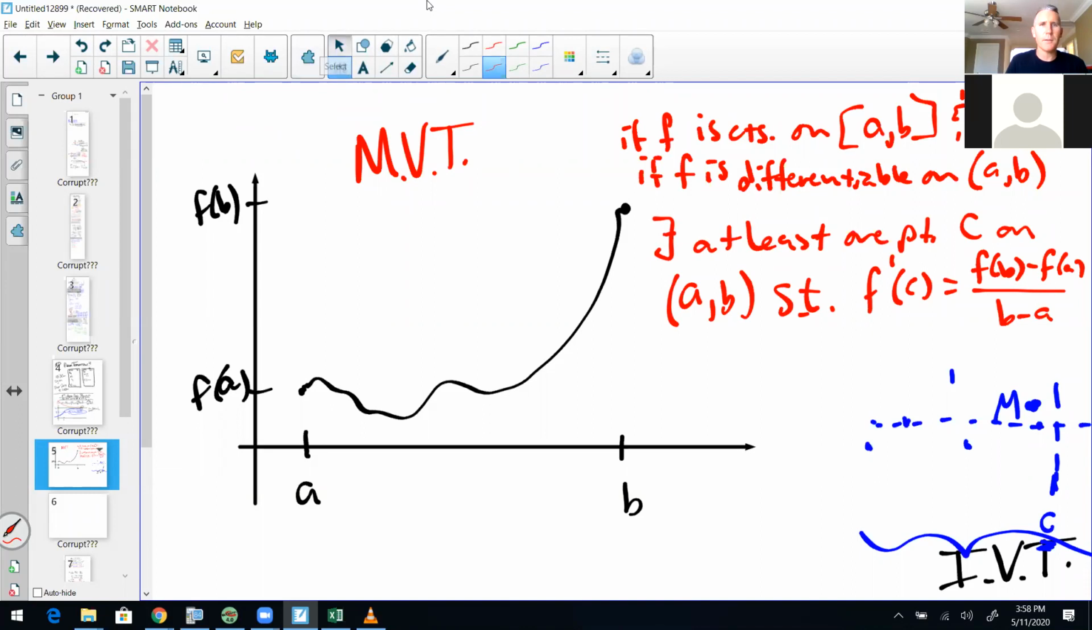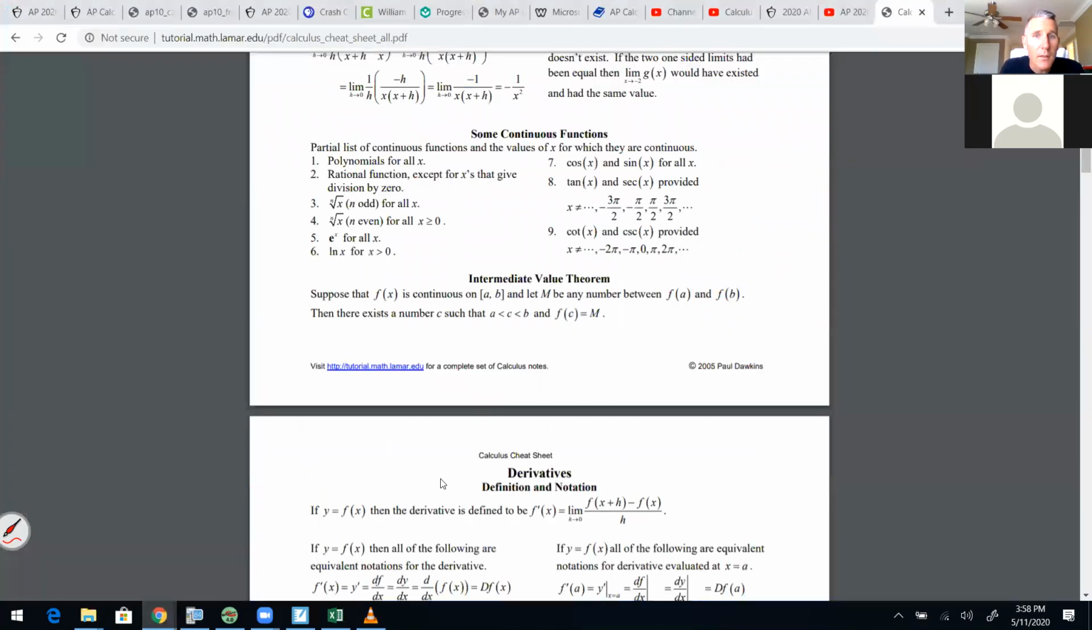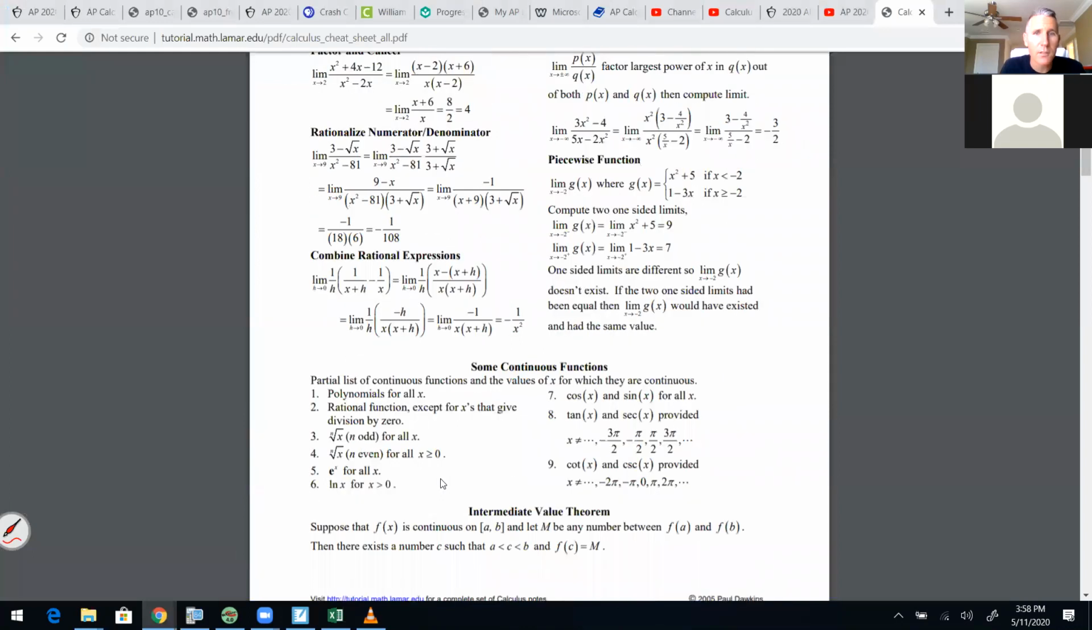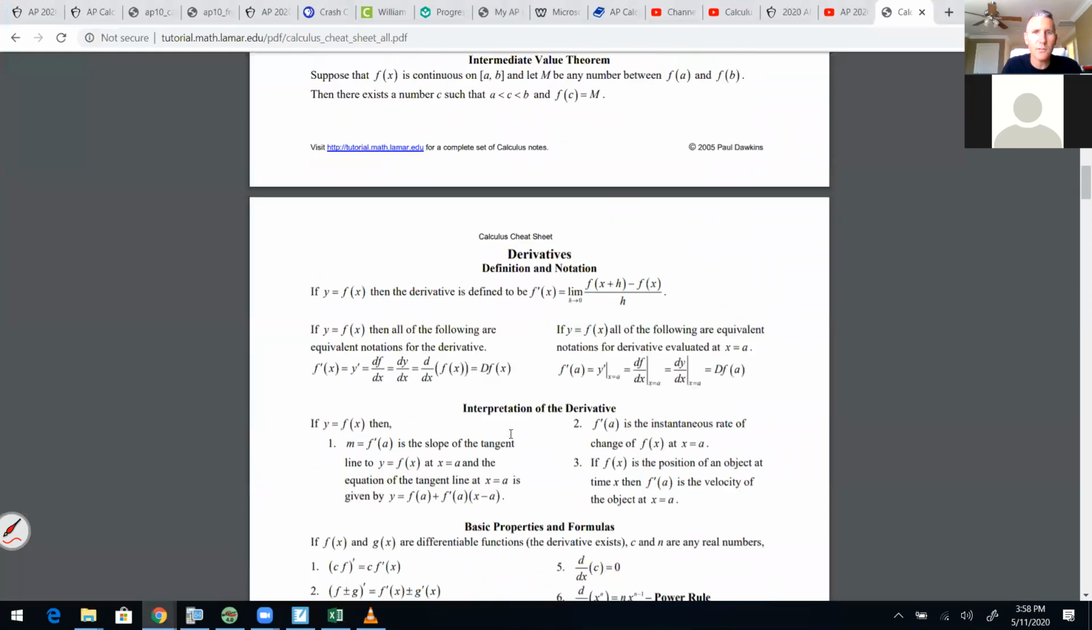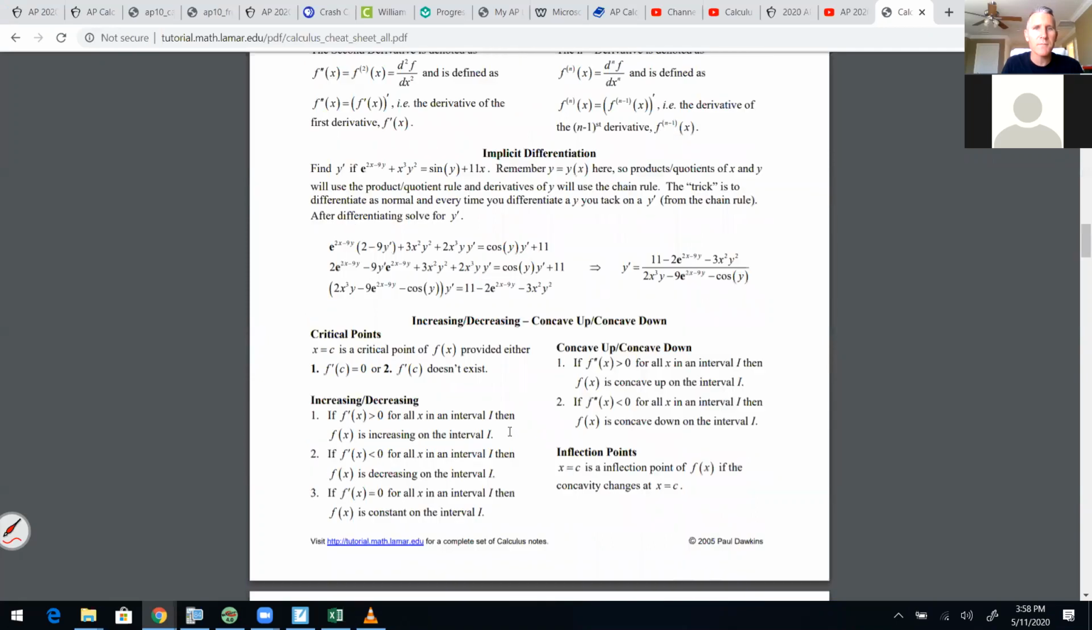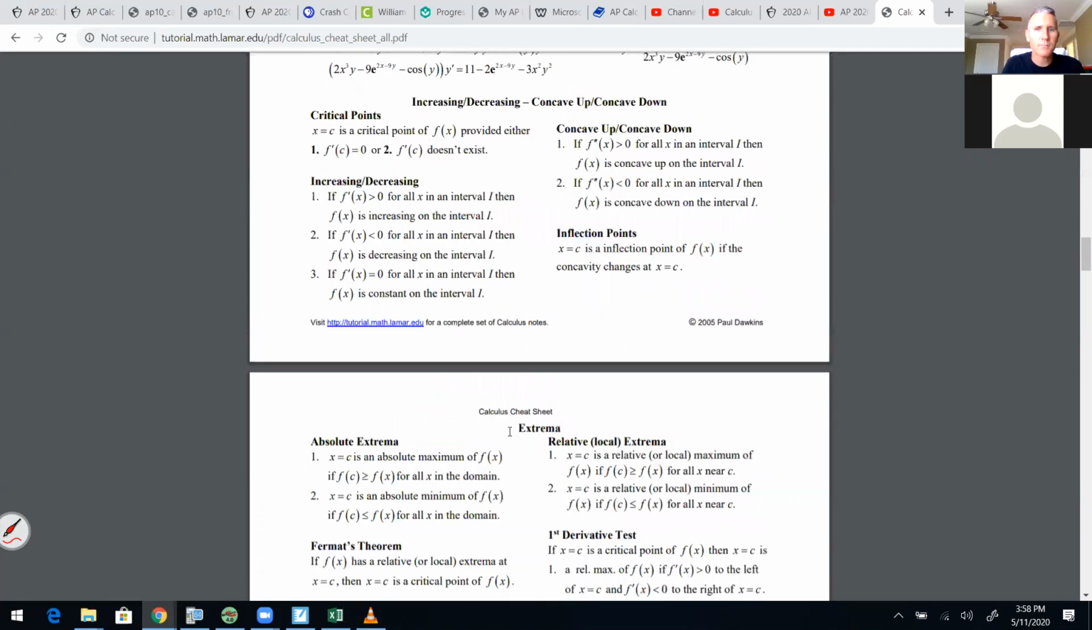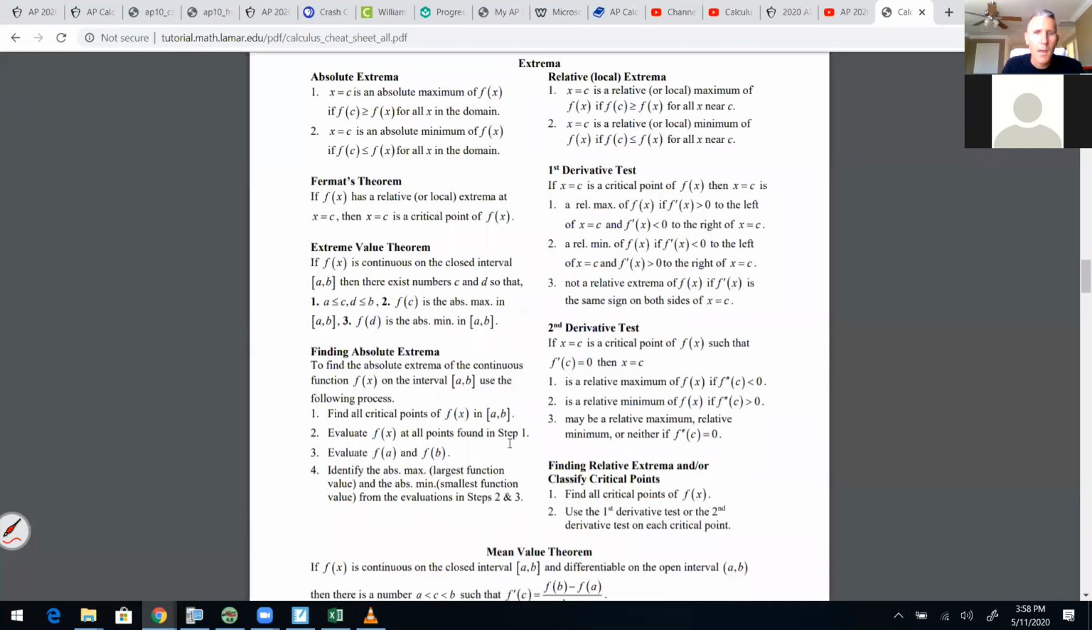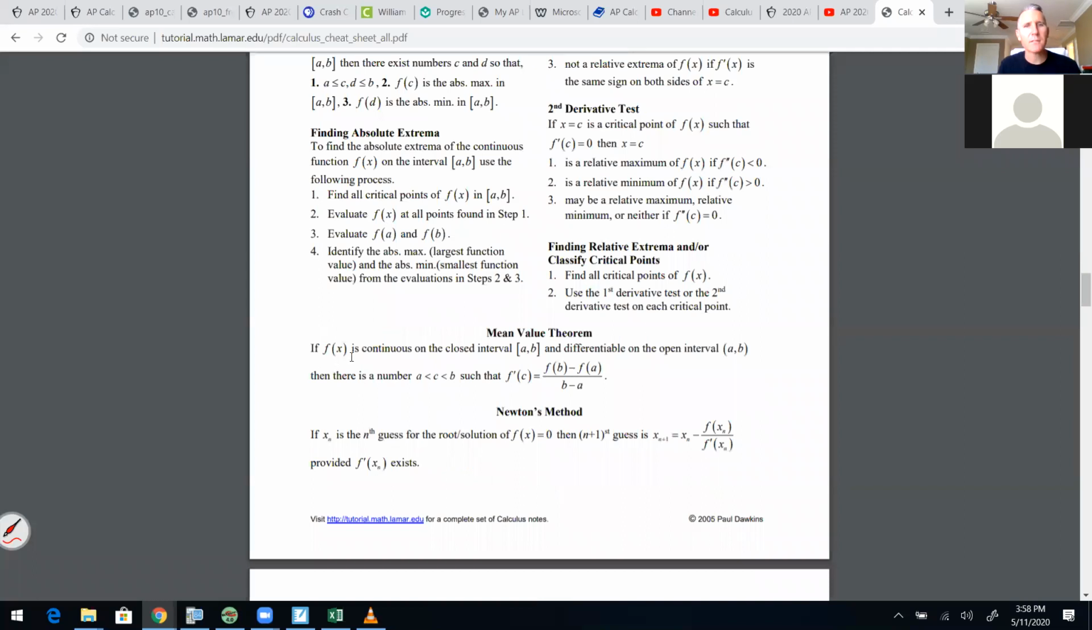Again, you could look this up in Paul's notes. This is for continuous, and then he talks about derivatives, so this is going to be after the derivatives. Mean value theorem: if f of x is continuous on the closed interval and differentiable on the open interval, then there is a number c in between a and b such that f prime of c is equal to this average rate of change. That's the way that he has it.